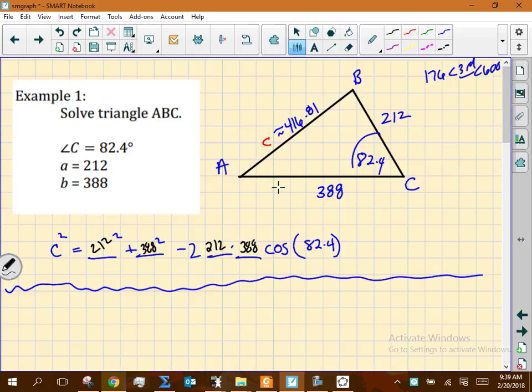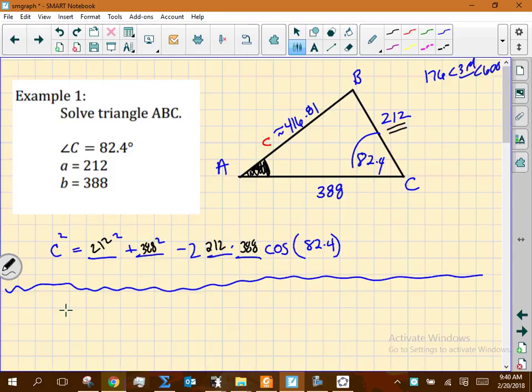But the thing is, once I find A or B, I can subtract that sum from 180, right? And get the remaining angle. So let's just try to find maybe angle A here. Okay? So I'm going to try to find angle A. That angle is what I'm interested in. I know the side opposite, right?